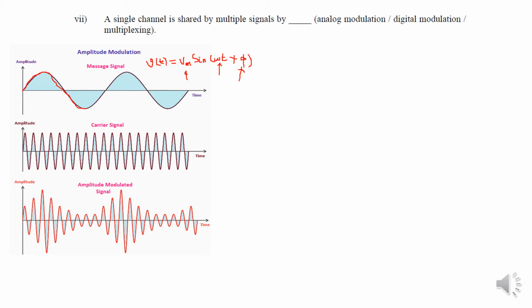So the amplitude of the carrier frequency signal is impacted due to the overloading, or due to mixing of the message signal with the carrier signal, then it is amplitude modulation. I have not shown here the frequency and phase modulation, but this is an amplitude modulation technique. This is basically analog modulation, as this signal is an analog signal.